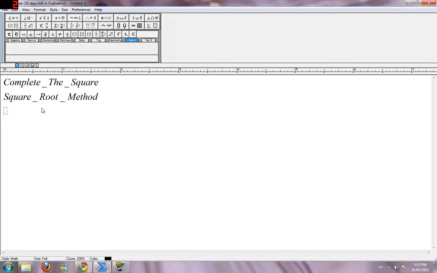This video is a continuation of the first part of this video, which showed how to solve quadratic equations by factoring. This one will feature two different methods of finding how to factor a quadratic equation. First method is called complete the square, and the second one is called square root method. I'm going to show the square root method first, as it is the easier method.